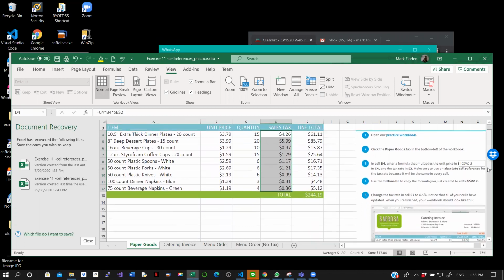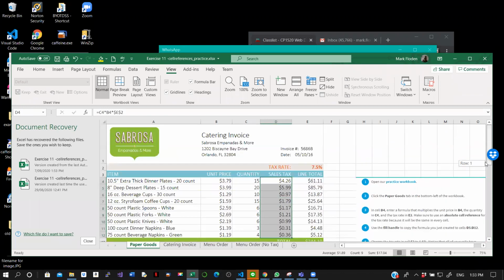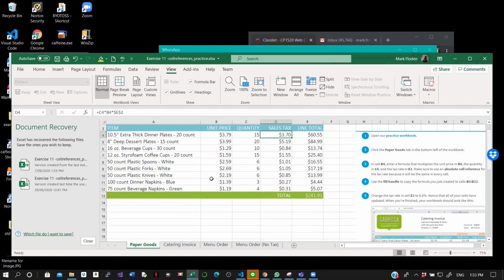One other thing that we did there, I think that's it here. Yes, we did change the percentage number from 7.5 to 6.5. And if you observe carefully when I enter it, you'll see that all of these numbers are going to change because the calculation has changed. So that's going to show that the cell reference, absolute cell reference, stays the same even though the contents change. So that's all that was.